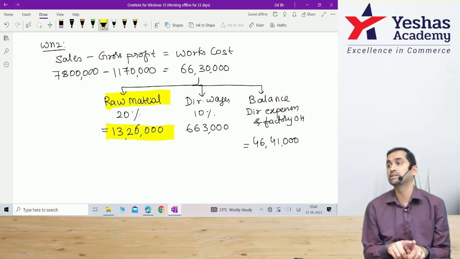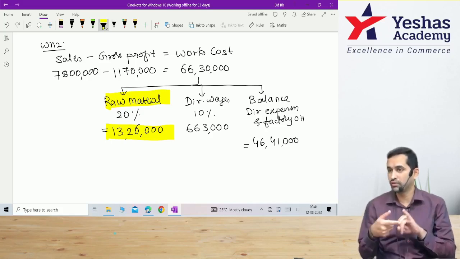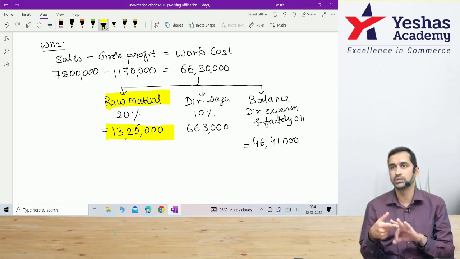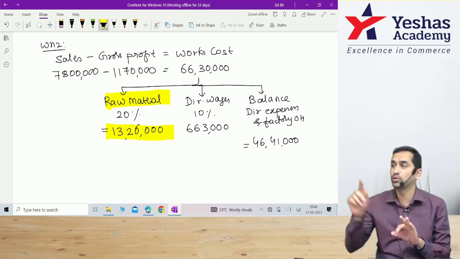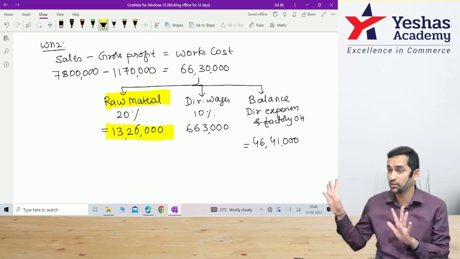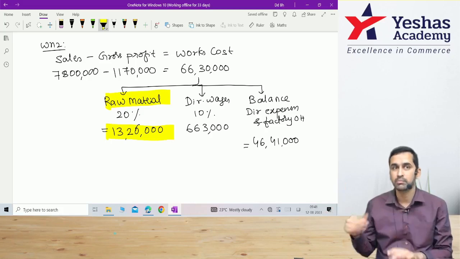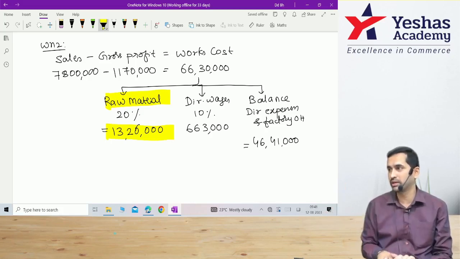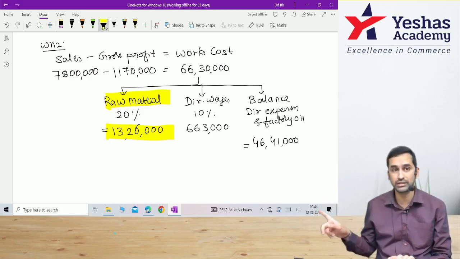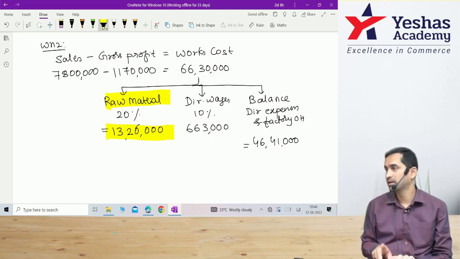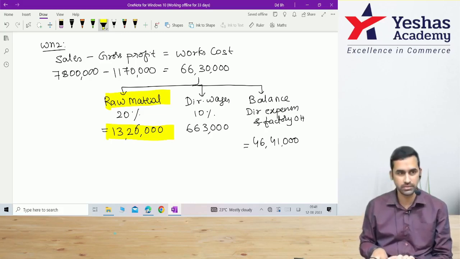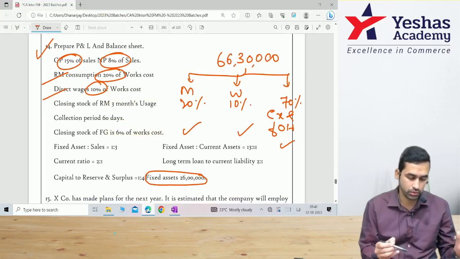That means this number is after doing opening stock of RM plus purchase minus closing stock of RM. You don't have to now show closing stock on the credit side of trading account separately. Correct? But do we have some closing stock of raw material at the end of the year? Yes. That means it should be shown in the balance sheet. You don't have to show it in the trading P&L account. Yes. Let's go back to the question.